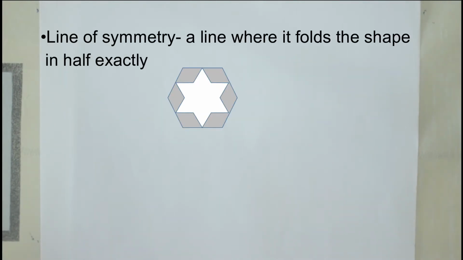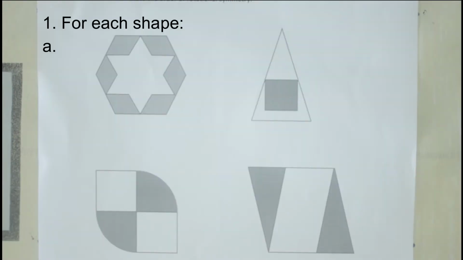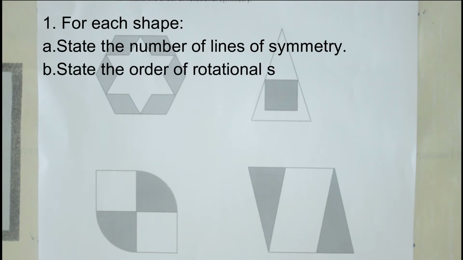So let's take a look at what a few terms mean. A line of symmetry is a line where it folds the shape into half exactly. As for order of rotational symmetry, it is the number of times a shape fits into its outline in a full turn. So here, you're going to learn how to identify the lines of symmetry and rotational symmetry.